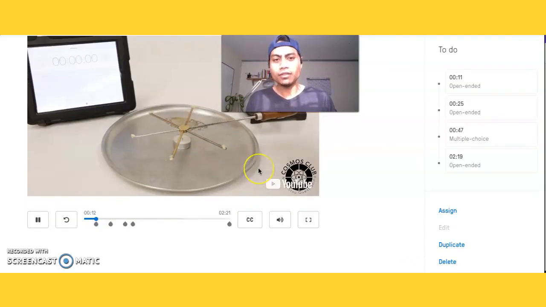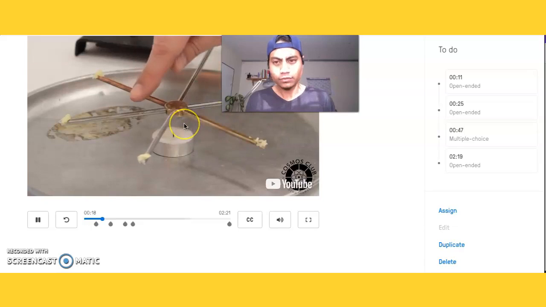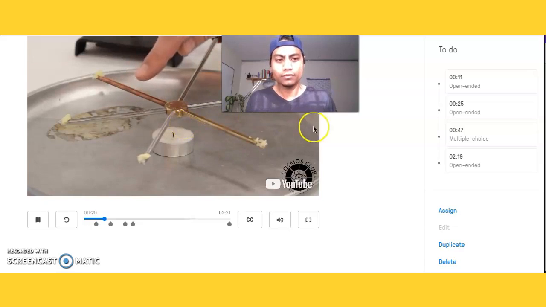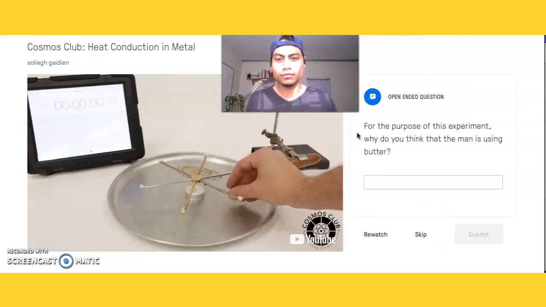We have 5 different types of metal: silver, brass, aluminum, stainless steel, and copper. At the end of each one is just a little pat of butter. We're going to light the candle.